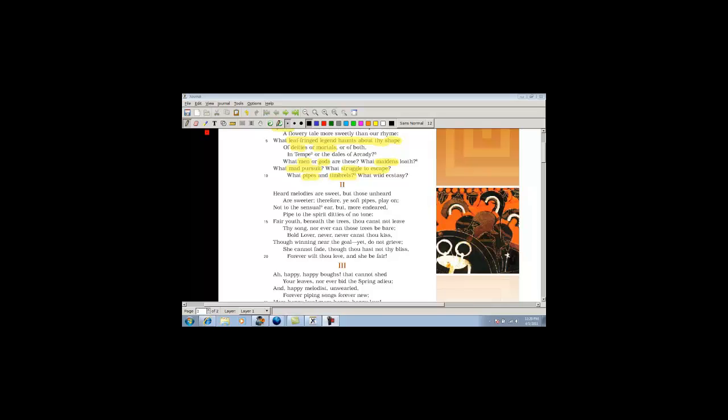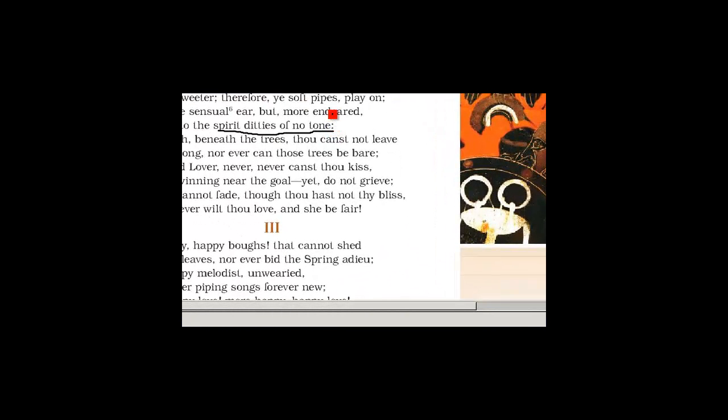So let's go to stanza 2. Heard melodies are sweet, but those unheard are sweeter. Therefore ye soft pipes play on, not to the sensual ear, but more endeared. Pipe to the spirit ditties of no tone. Spirit ditties of no tone, remember, they are on an urn, so we can't actually hear the songs that these musicians play. We can only imagine them.